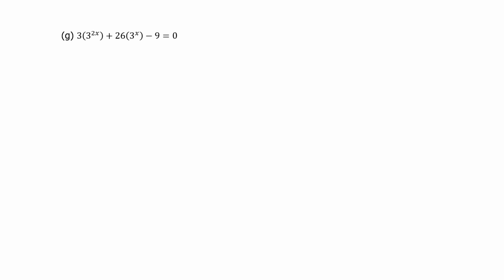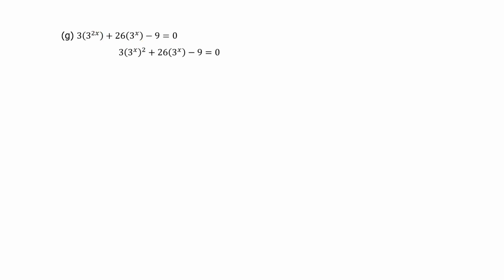I go to part G. The part G is 3 into 3 power 2x plus 26 into 3 power x minus 9 is equal to 0. This one is just like the previous one. I'm going to find ways of making the 3 power x alone here in the bracket to be the same as the 3 power x there. Then I let it be an unknown.